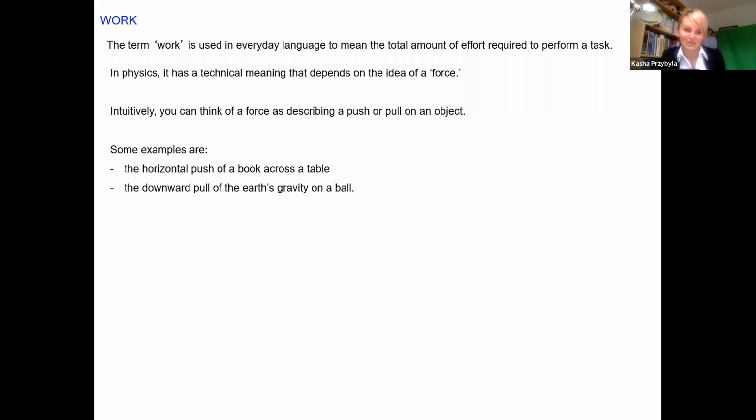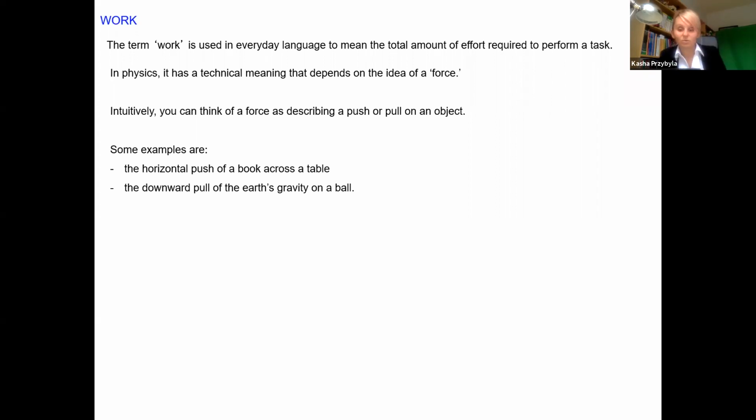It's a beautiful sentence, a beautiful definition of work. In physics, it has a technical meaning that depends on the idea of force. That means, first of all, we have to define force. Force means mass times acceleration. And then work is that force times the distance, on whatever distance we're working.